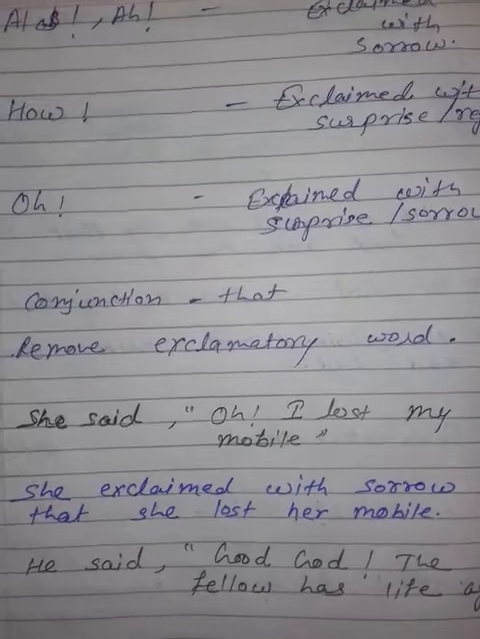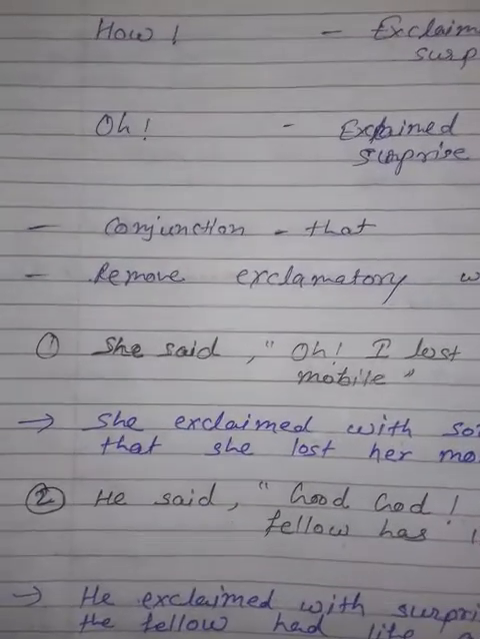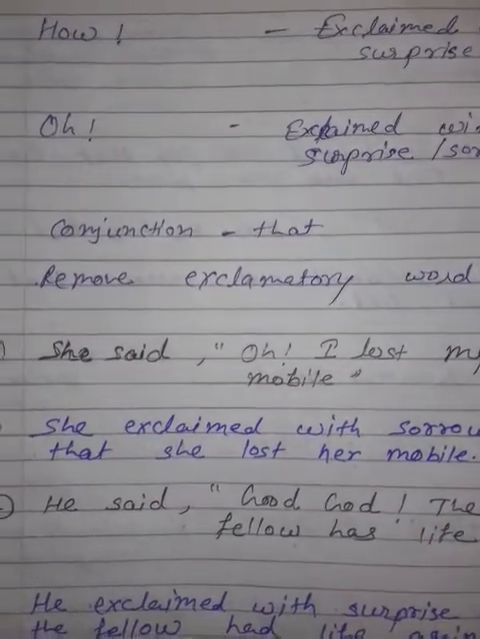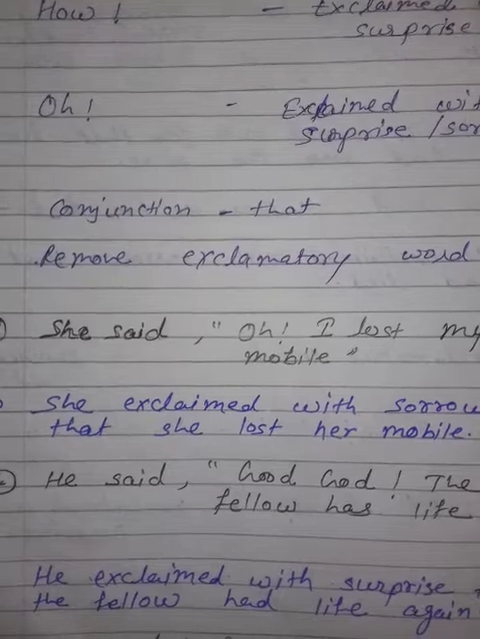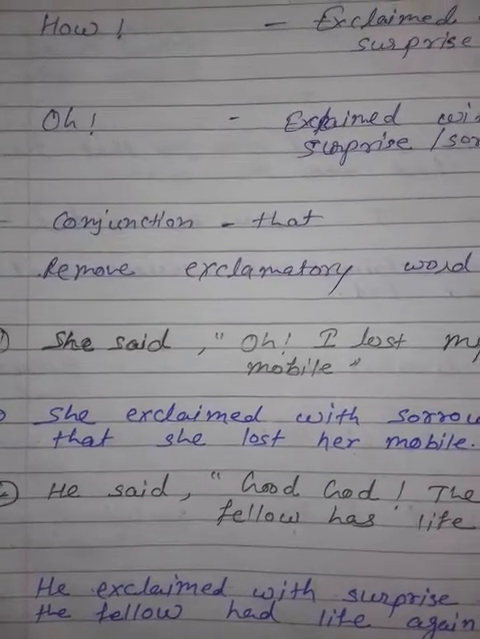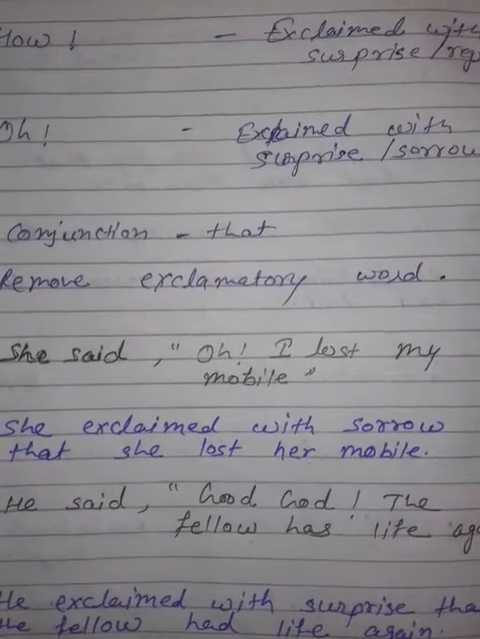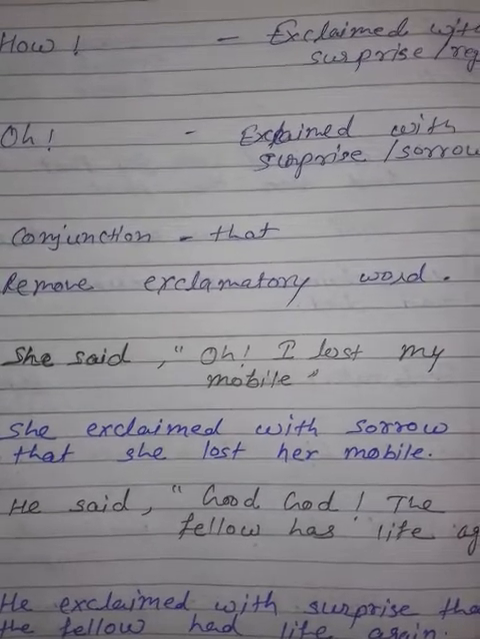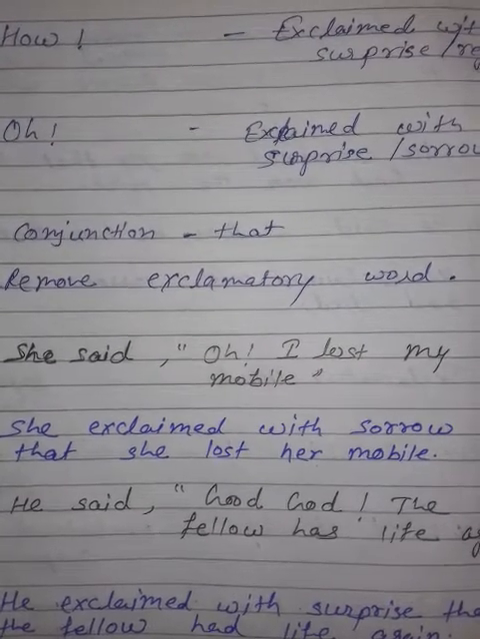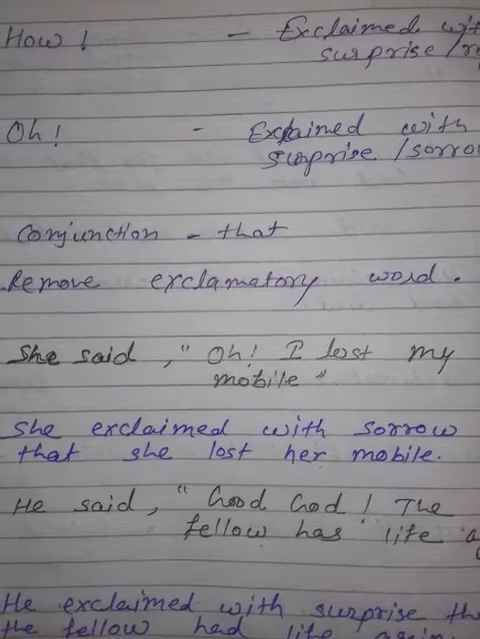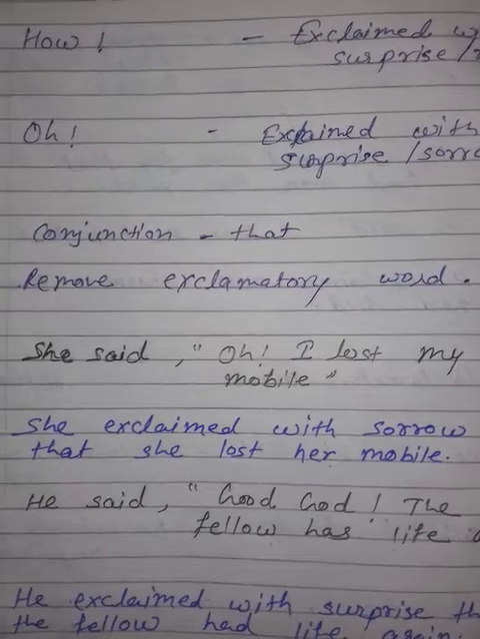You have to use the conjunction that and remove the exclamatory word. You have to see these examples here. She said, "Oh, I lost my mobile." So when you change this into indirect speech, first put the subject she and change the reporting verb into exclaim with sorrow, because this is news that I lost my mobile. It is news of sadness, and you are sad for losing your mobile. So change the reporting verb into exclaim with sorrow that she lost her mobile.